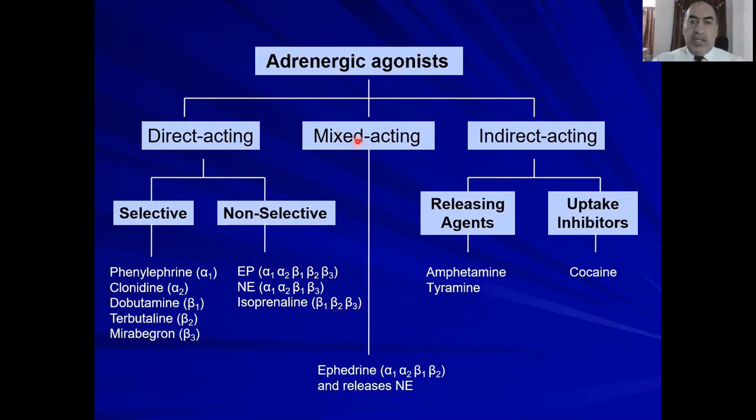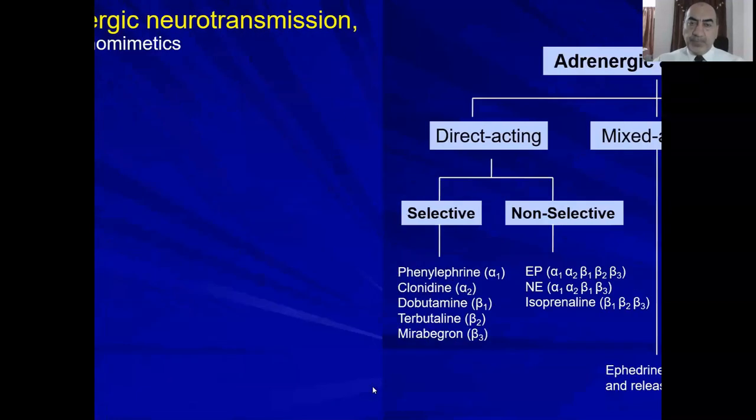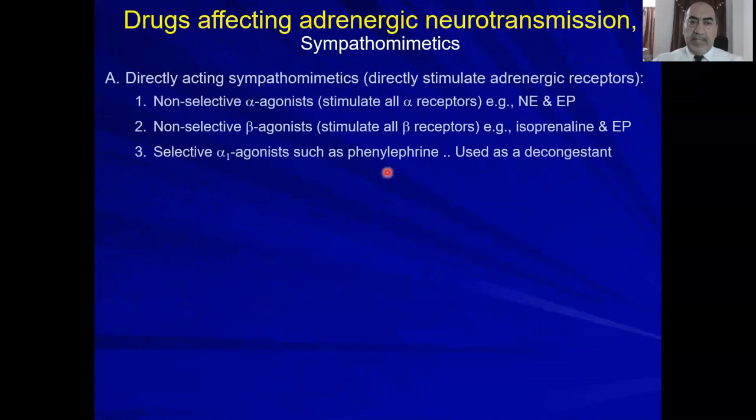The last class is mixed acting, which works both by direct action, such as epinephrine activating alpha and beta receptors, mainly beta receptors, and by indirect action, where it releases norepinephrine. More details about these drugs. So again, the direct acting sympathomimetic drugs.